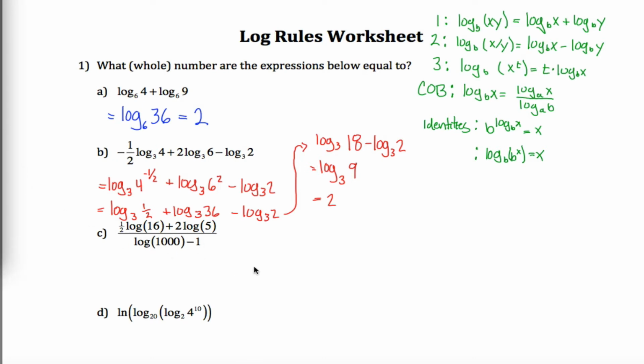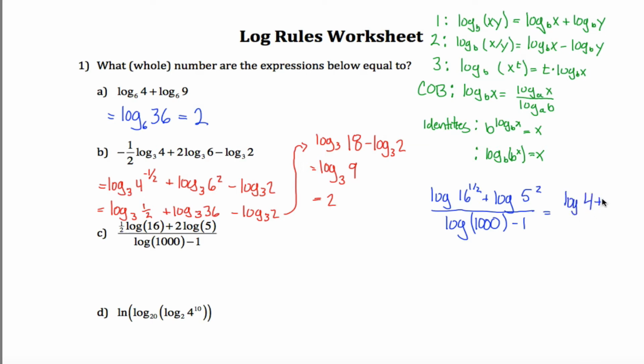All right, this mess here, same kind of idea. I'm going to take the coefficients out in front. Maybe I'll start over here for this one. So I'm going to rewrite this as the log of 16 to the 1/2 power plus the log of 5 squared, divided by the log of 1,000 minus 1. Well, let's see, 16 to the 1/2 power is the same as the square root of 16, and that's just 4. So really what I have here is log 4 plus log 25, divided by log of 1,000, minus 1.